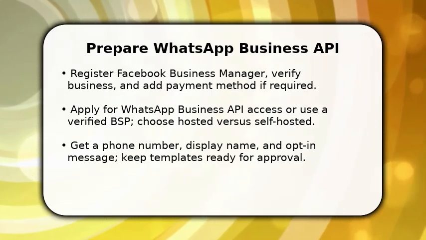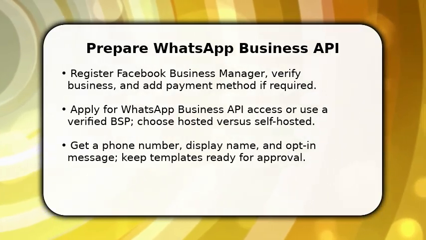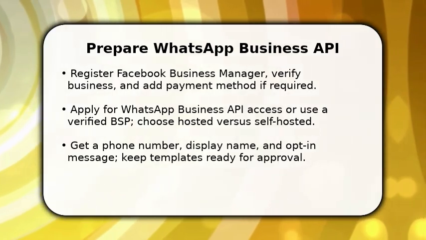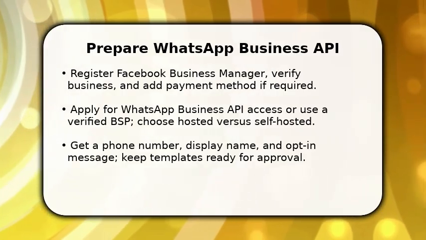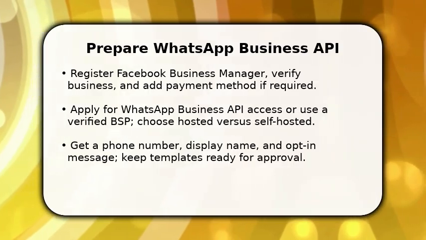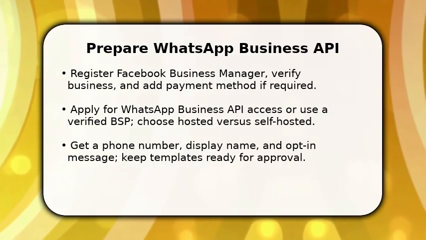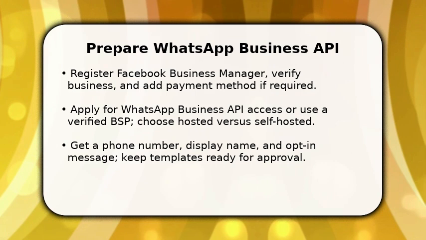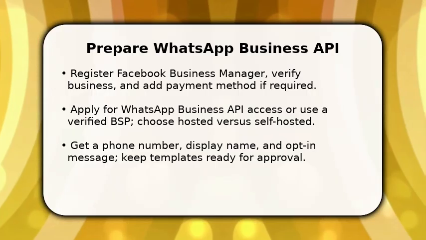You start by securing API access because that gives you programmatic control. First, verify your Facebook Business Manager and select either a business service provider or self-hosted API. Choose hosted if you want less ops work. Once done, reserve a phone number and prepare your display name plus message templates for template approval. These are required for outbound messaging. Make sure to enable two-factor authentication and confirm payment details so your API setup isn't blocked later.